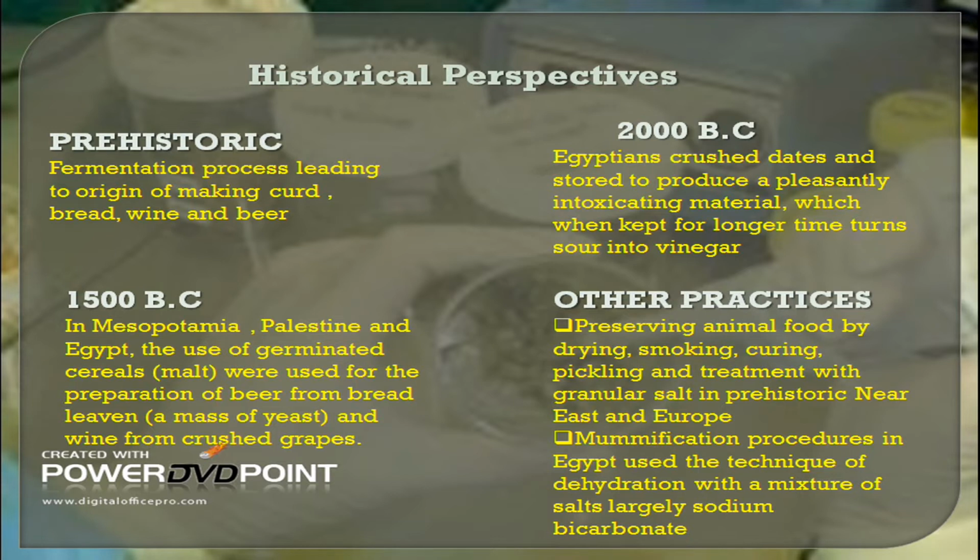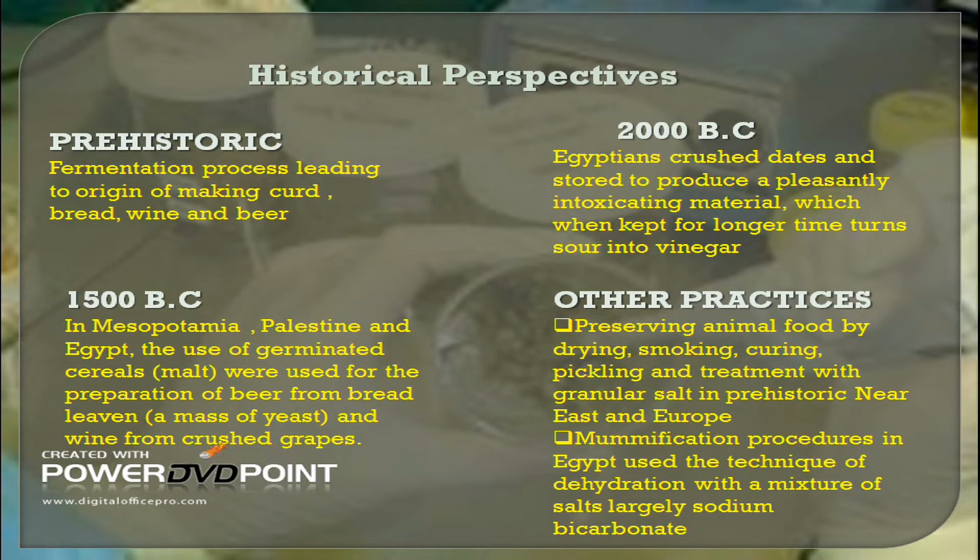Around 1500 BC, in Mesopotamia, Palestine and Egypt, people used to make beer from germinated cereals or malt and wine from crushed grapes. Other practices were also in use, like preserving of animal food by the process of drying, smoking, curing, pickling and treatment with granular salt. So the basis of all these processes is to lower the moisture content of the animal food for its shelf life, or keeping it for a longer period of time for use.